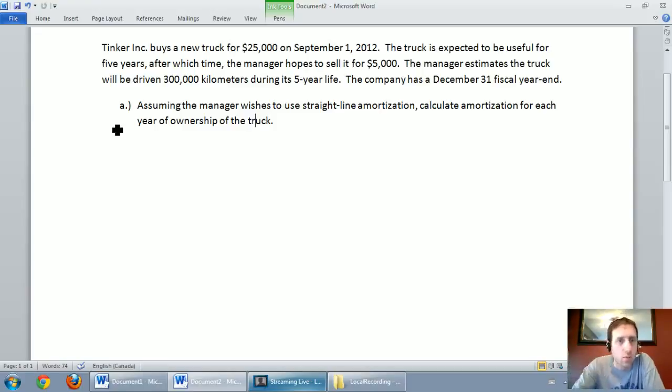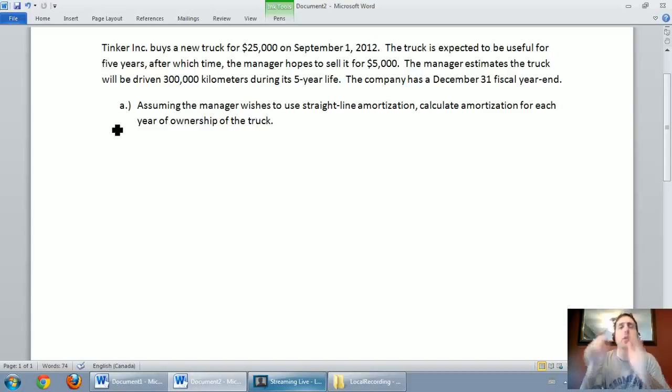Tinker Inc. buys a new truck for $25,000 on September 1st, 2012. The truck is expected to be useful for 5 years, after which time the manager hopes to sell it for $5,000. The manager estimates the truck will be driven 300,000 kilometers during its 5-year life. The company has a December 31st fiscal year end. And it says, assuming the manager wishes to use straight line amortization, calculate amortization for each year of ownership of the truck. And what we're saying here is fiscal years. So let's go ahead and get to it.